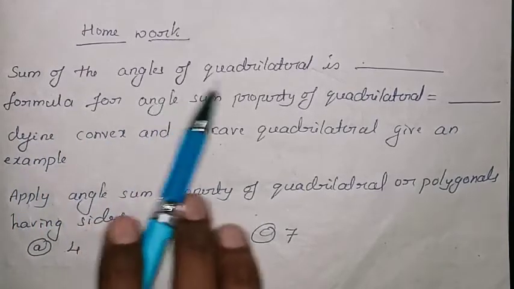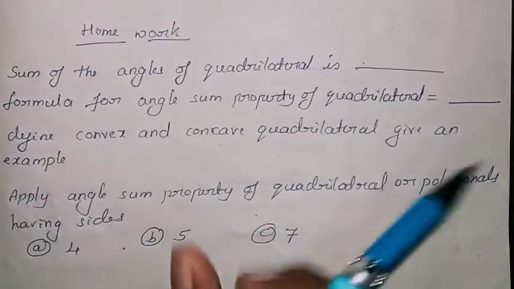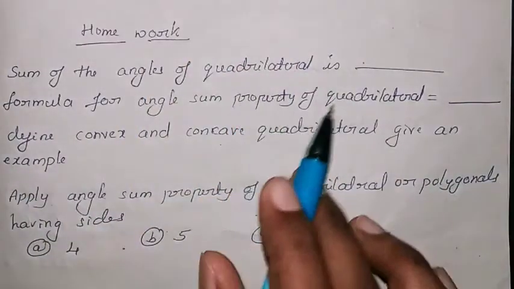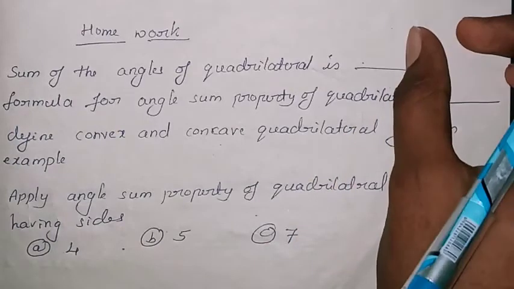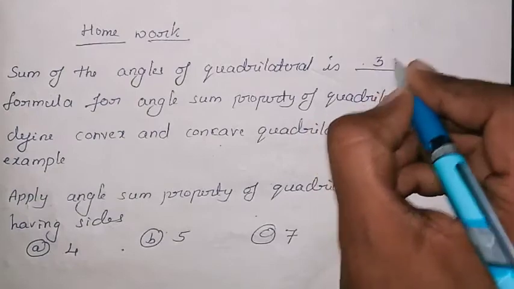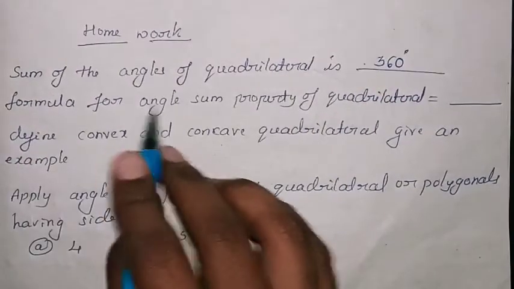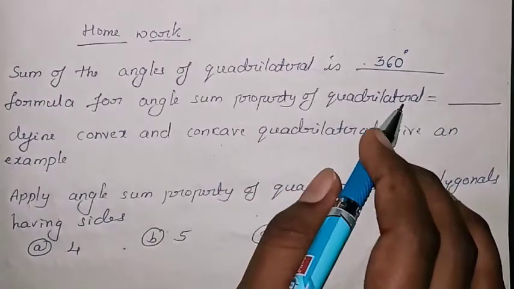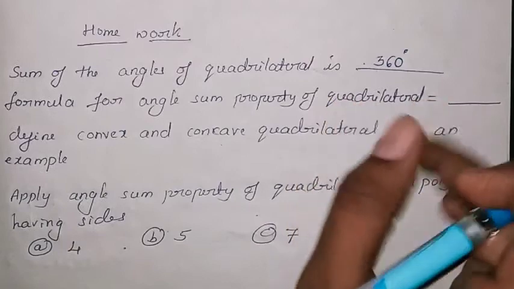Sum of the angles of a quadrilateral is the total angle, the sum of all the angles in a quadrilateral. You know that a quadrilateral has 4 sides. The sum of the angles is equal to 360 degrees. Then the formula for the angle sum property of a quadrilateral, they have given.